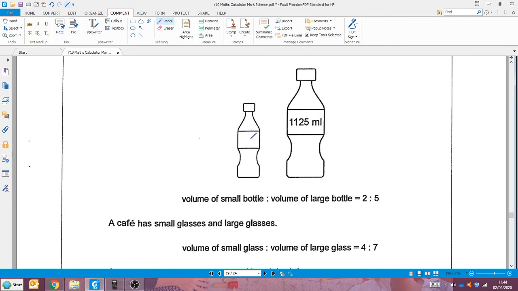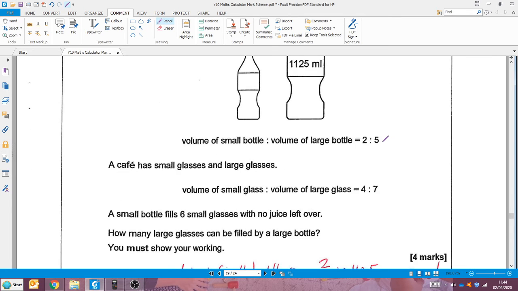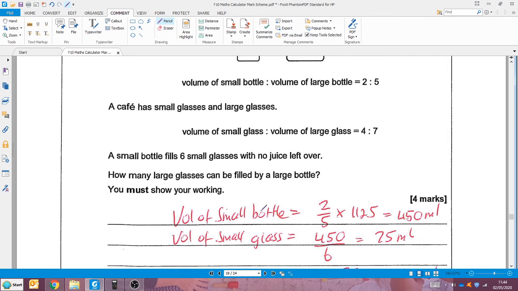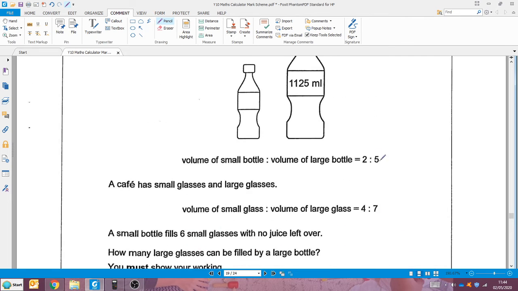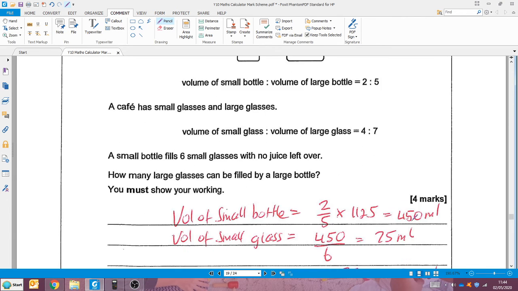Right, I don't seem to have the volume of juice in a little bottle, so I'm now going to have to work that out. So let's get on with it. Oh, so here it is. A small bottle is 2/5 of a big bottle. Where am I getting that from? Here. So 2 lots of small and 5 lots of big. So the volume of the small one is 2/5 of that whole big one. So that comes to 450. Many of you got that right. That's worth a mark.